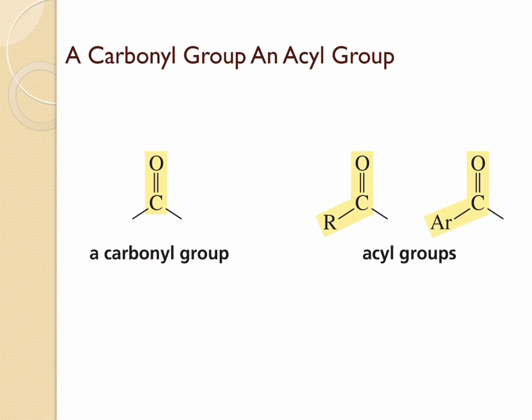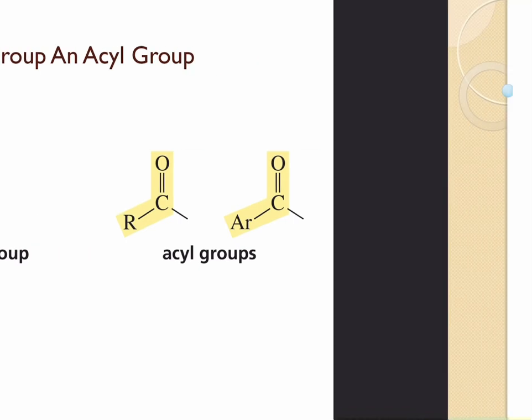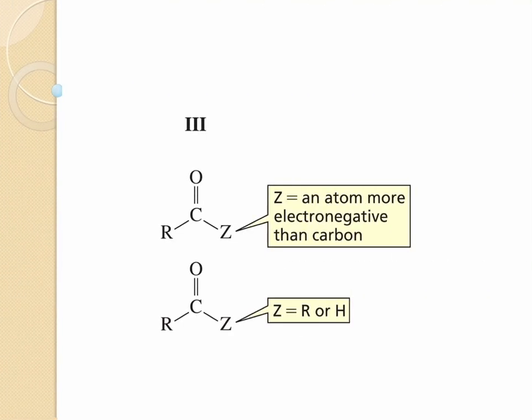An acyl group is a group where the carbonyl group is directly attached to either an alkyl group or an aromatic ring structure such as benzene. Now, the carbonyl compounds can be divided into two different categories, depending on the group that is directly attached to the acyl group. So if Z is an atom that is more electronegative than carbon, it falls under the first category. And if Z is either an alkyl group, an aryl group, or hydrogen, then it falls under the second category.